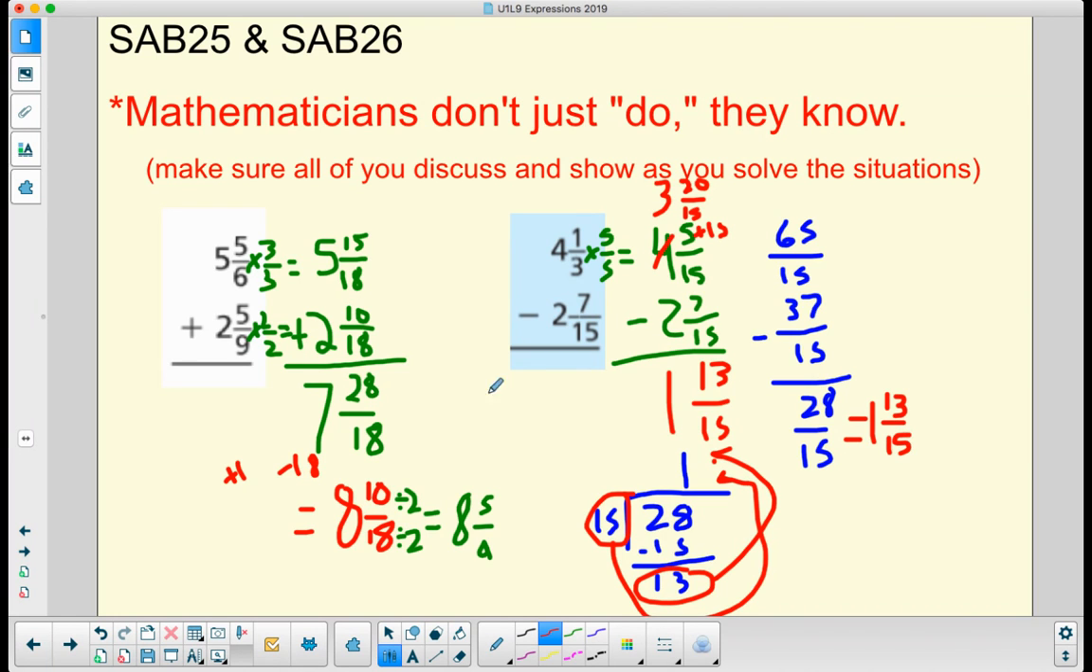So those are all the things that should come up when you're adding and subtracting mixed numbers. Feel free to look through this video. If you go back, like I said, you have learned all these skills before. Good luck.